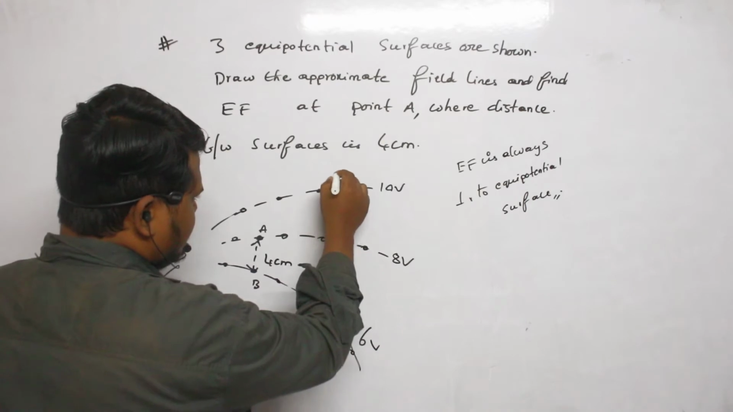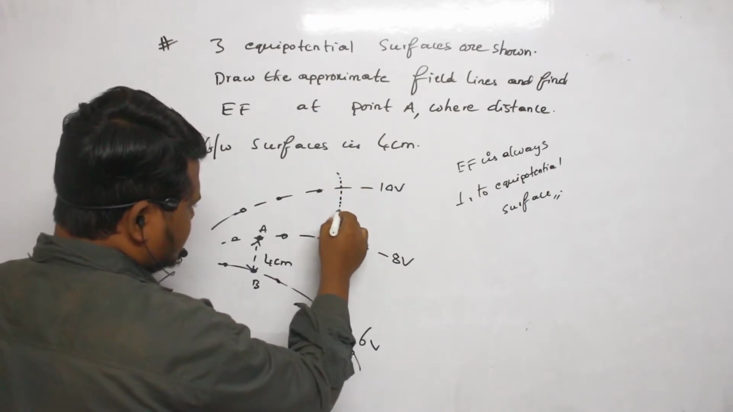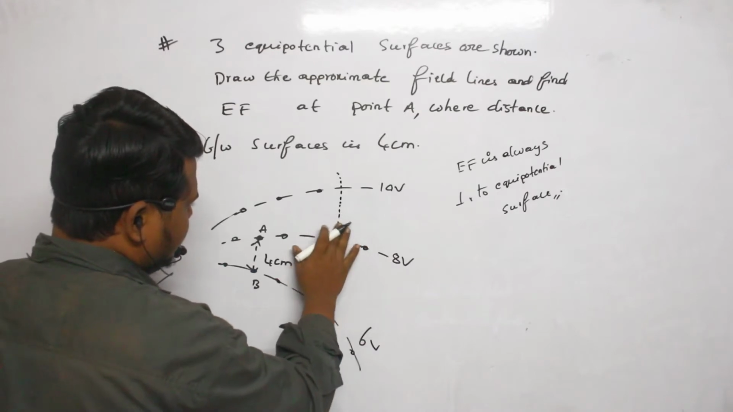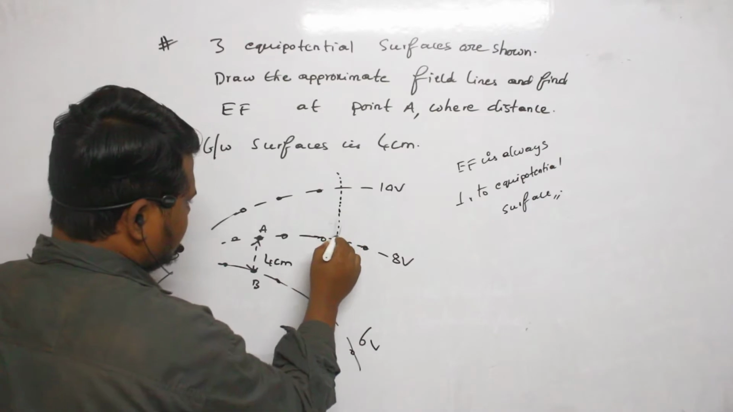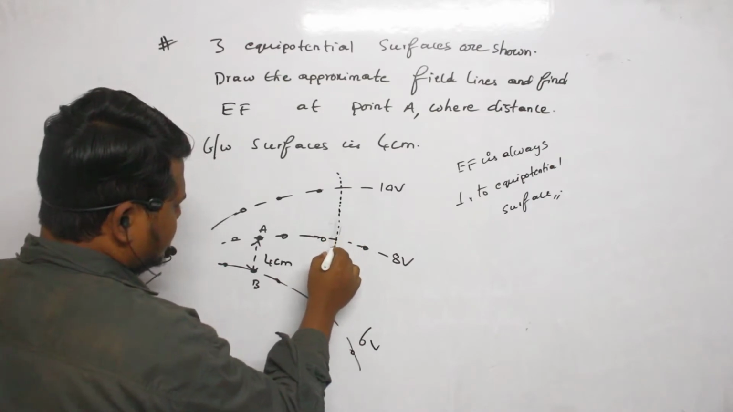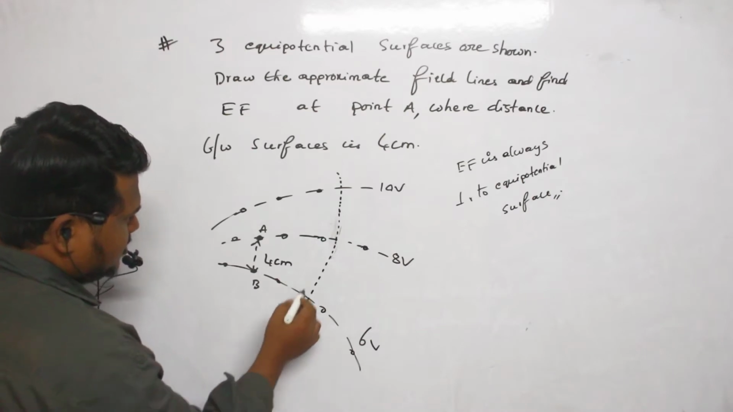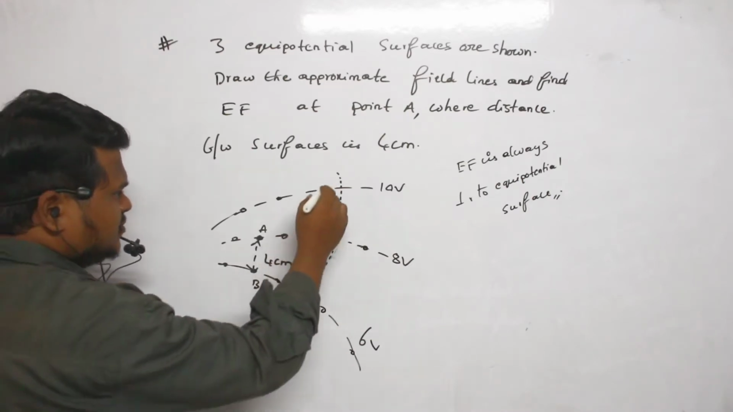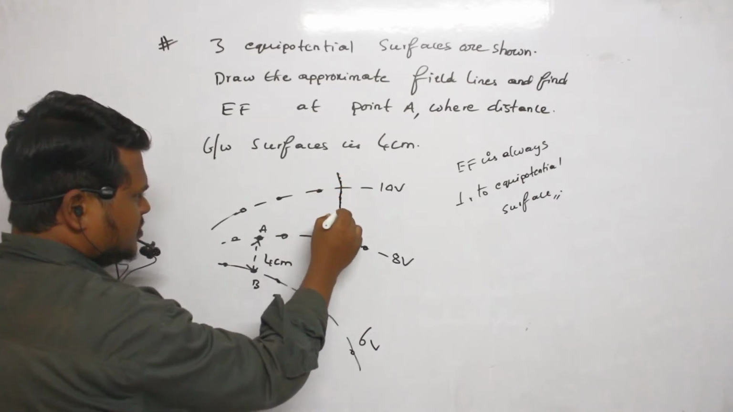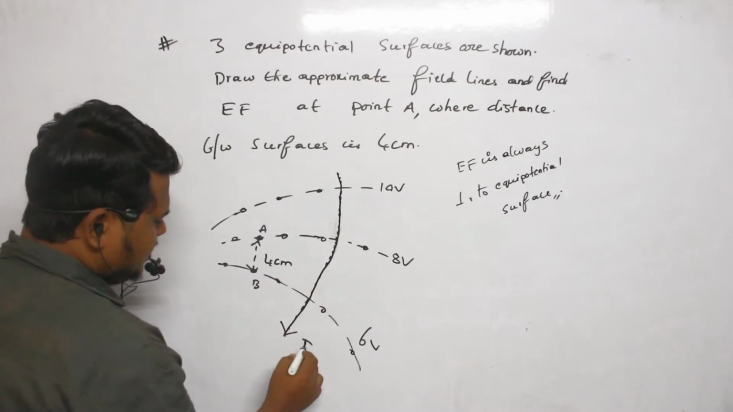So here the direction of electric field will be like this. Clear? And here the direction of electric field will be like this, perpendicular. So this will be the direction of electric field. And here the direction of electric field will be like this. Clear? So this is the approximate direction of electric field. So therefore, if you join all these points, approximately this will be the direction of electric field. Clear? This is the E direction.